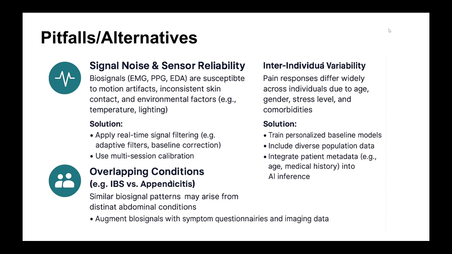Second, there's a high variability in pain responses across individuals, depending on age, gender, stress level, and comorbidities. We resolve this by creating personalized baseline models and incorporating patients' metadata. Finally, many abdominal conditions share similar biosignal patterns, like IBS and appendicitis.